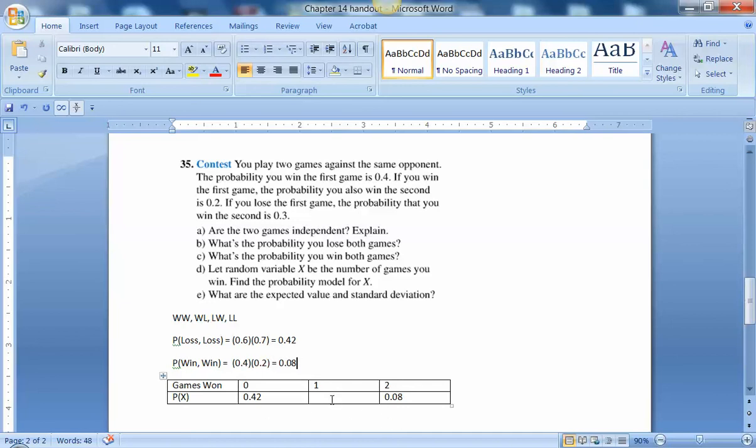So how do I figure out the probability of winning exactly one game? That would be these middle 2 outcomes. I could multiply probabilities, but I can just use my complement rule. Notice this adds up to 0.5. So this must be 0.5.